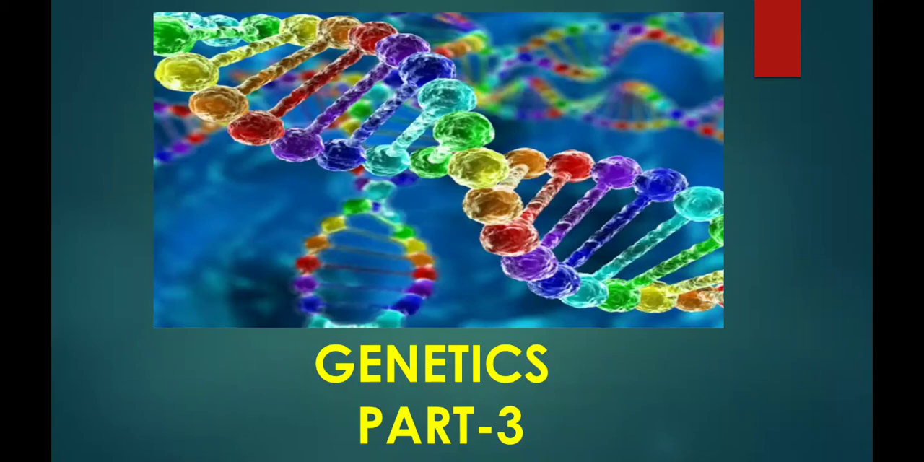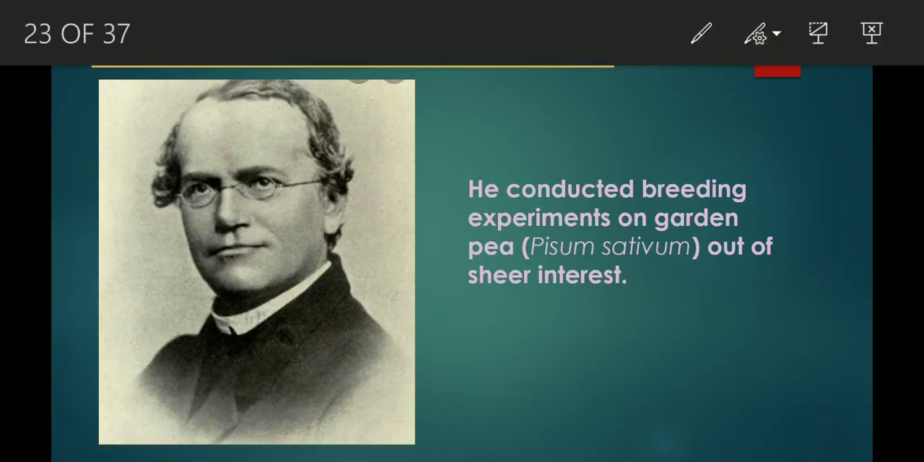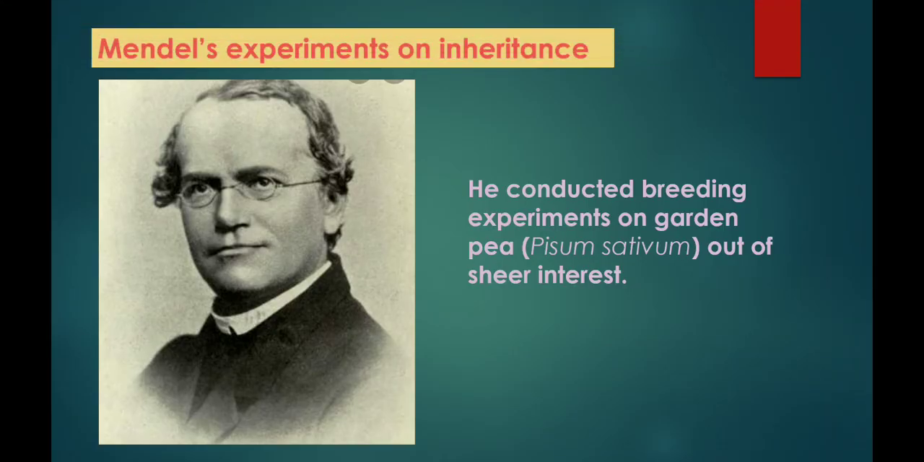So let's start the lesson. In my previous video, I have already told you that the basic principles of genetics were discovered by Gregor John Mendel for the first time. And Mendel was an Austrian monk. He conducted various breeding experiments on garden pea, the Pisum sativum, just out of sheer interest. Later on, his findings became a milestone in biology.